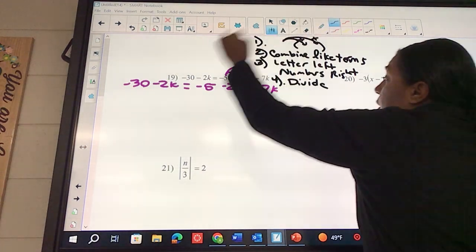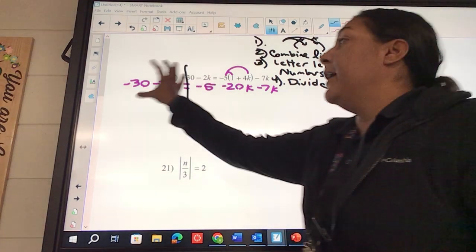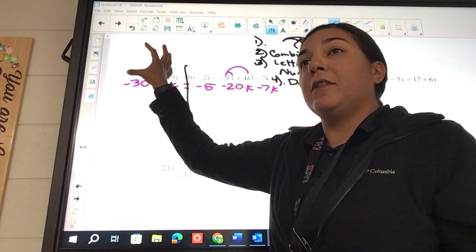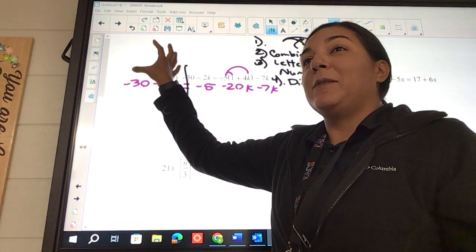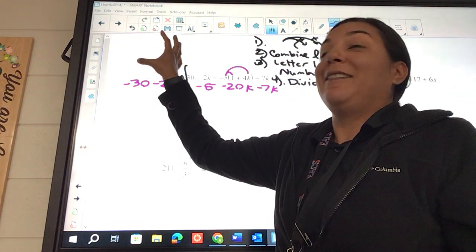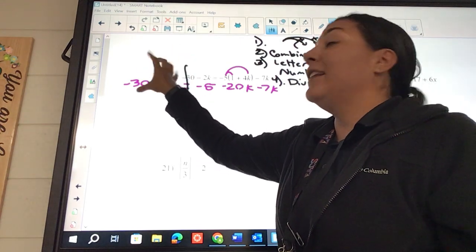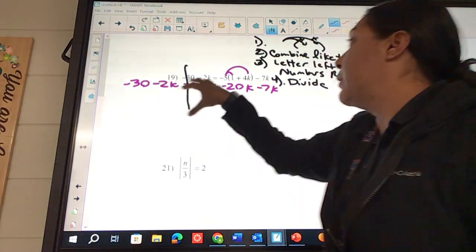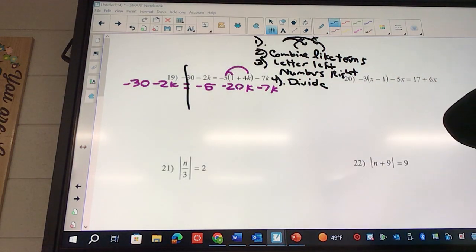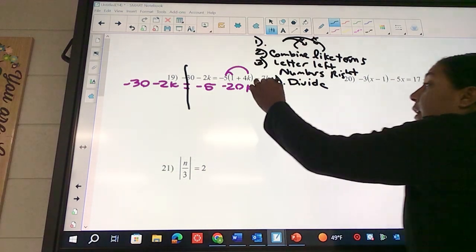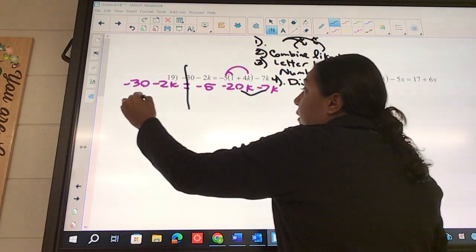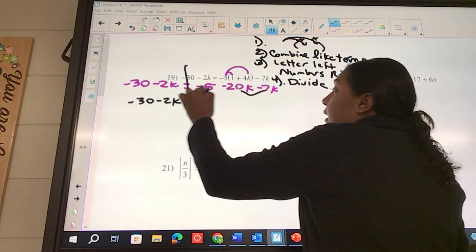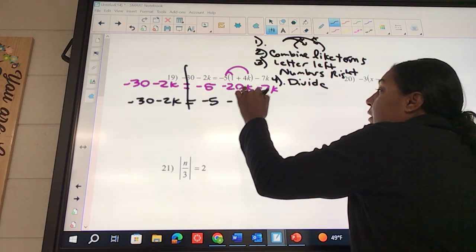Okay, so if we're looking at this, can anything get combined on the left? Howie, you with us? Heck no. Dozing. Who can fall asleep standing up like that? Okay, can anything get combined over here? No. Okay, I got one letter, one number. What about on this side? The 20 and the 7. Okay, so negative 20 minus 7 is going to be negative 27. So we got negative 30 minus 2k equals negative 5 minus 27k.